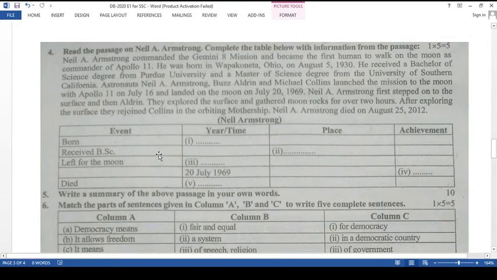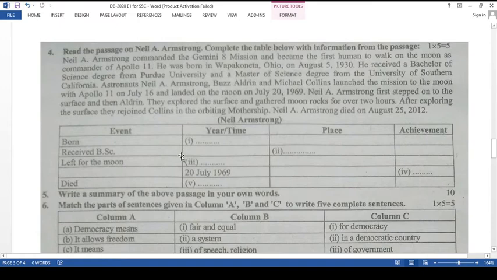Then you are asked to give 20 July 1969. What is their achievement? Their achievement was landed on the moon. That means on that day they landed on the moon. He landed on the moon and died. That is also very obvious: August 25, 2012. Now write a summary of the above passage in your own words.